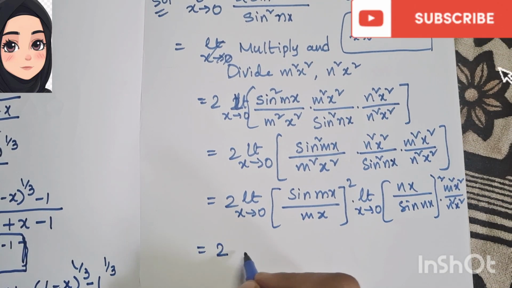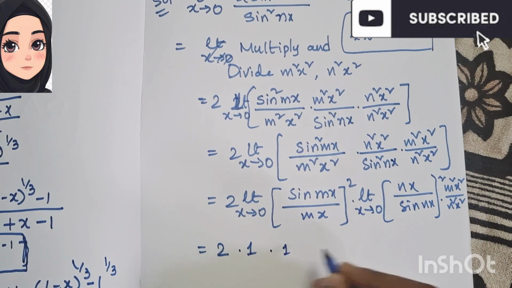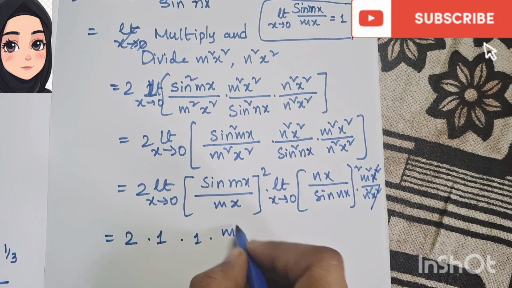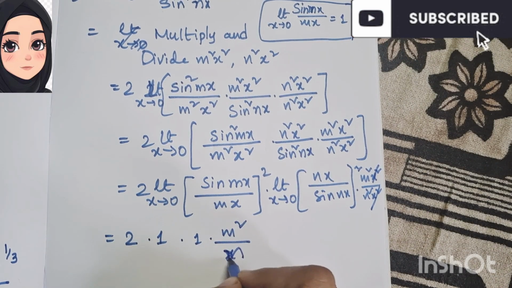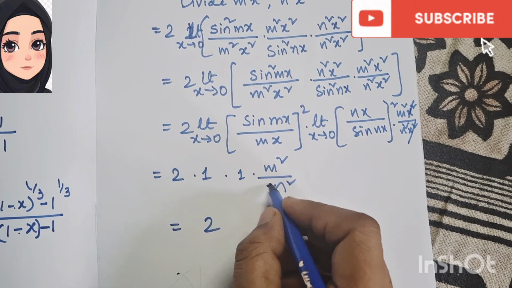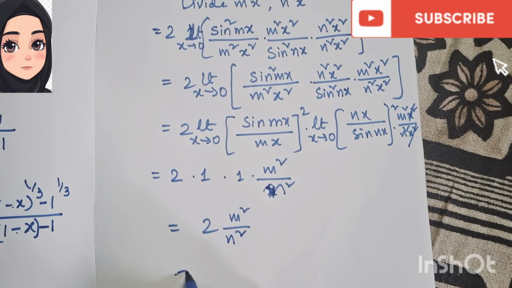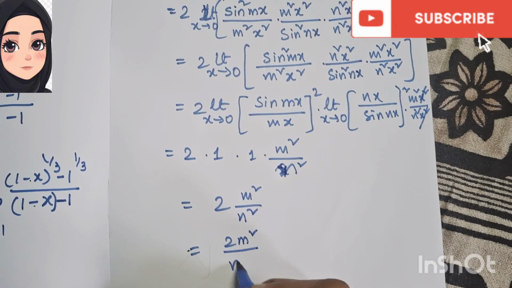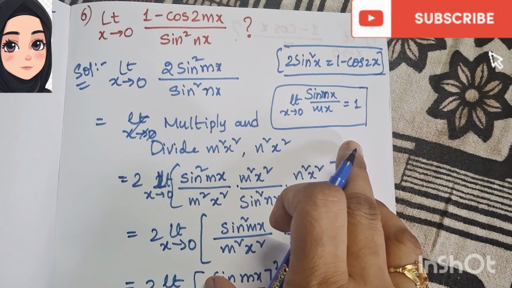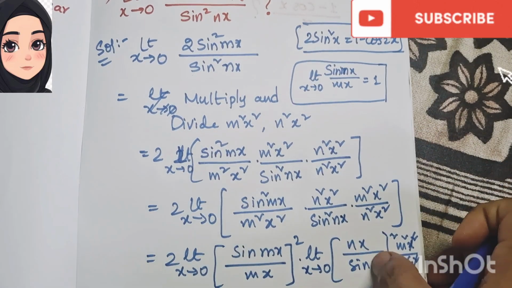So 2 into this whole term becomes 1 and this whole term becomes 1. Okay, now x square gets cancelled, we remain with m square by n square. Now here 2 into 1 into 1 into m square by n square. Okay children, the answer is 2m square by n square. Very easy to apply the limit. When you are perfect in formulas, you can easily convert the given problem into formula type.